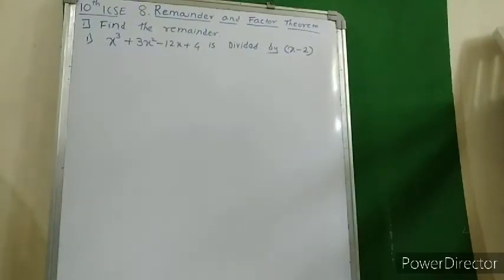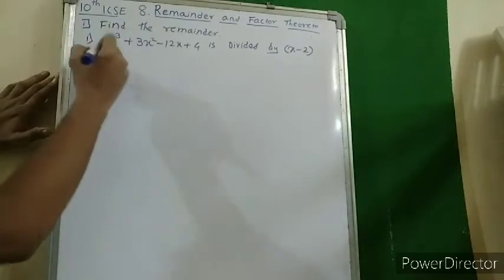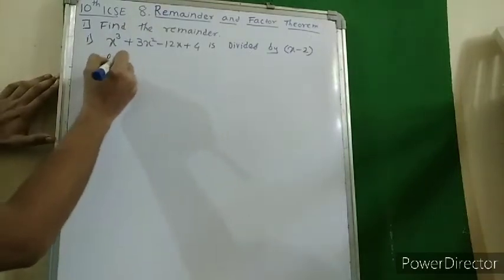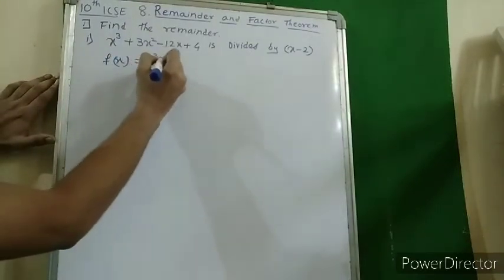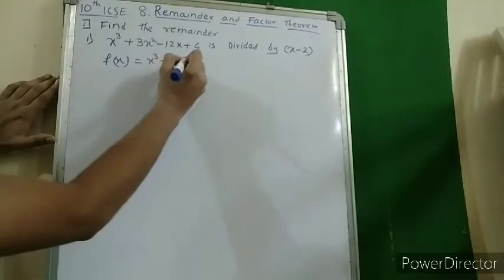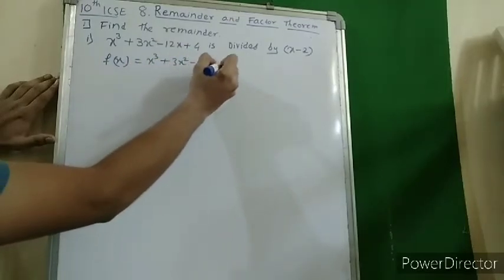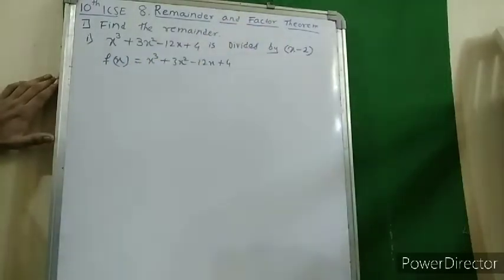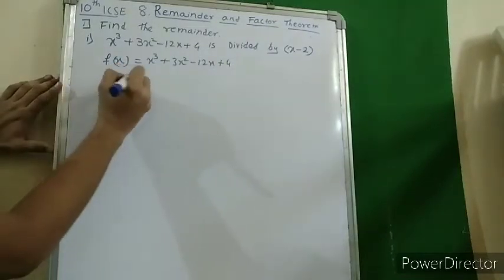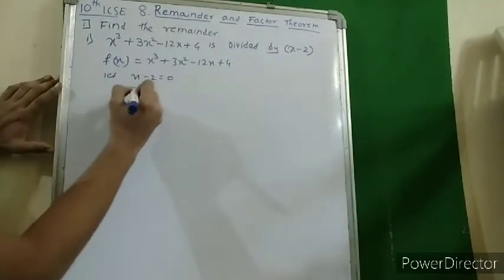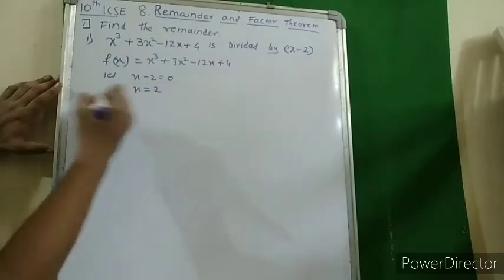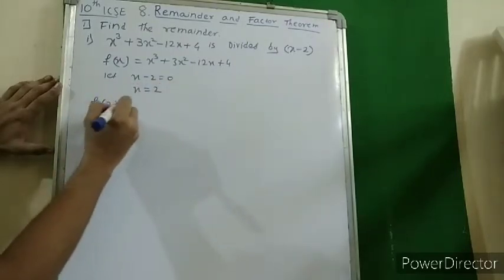In the second question we have the polynomial or function of x as x cube plus 3x square minus 12x plus 4, and it is divided by x minus 2. So let x minus 2 be equal to 0. So in place of x we will have 2. So it will be function of 2.